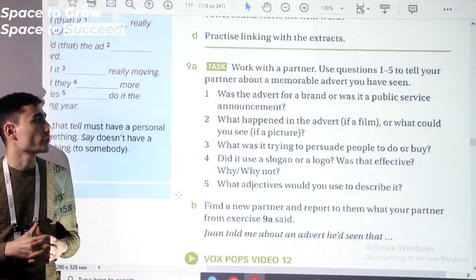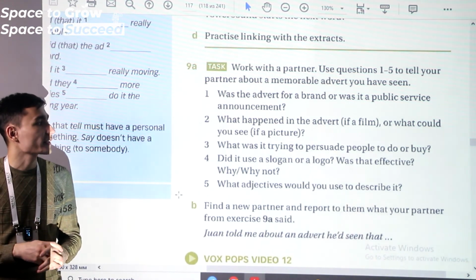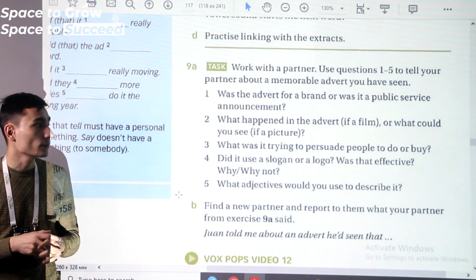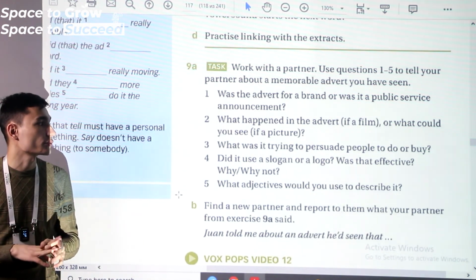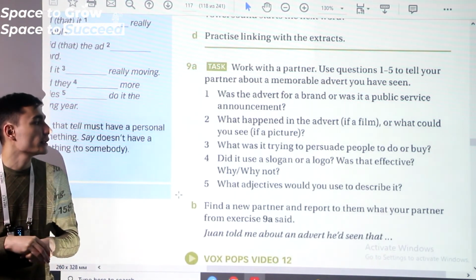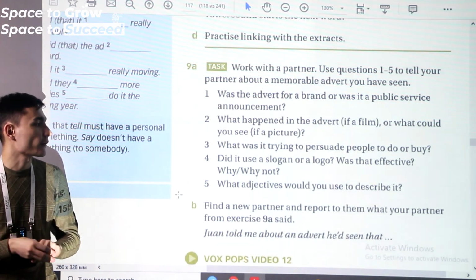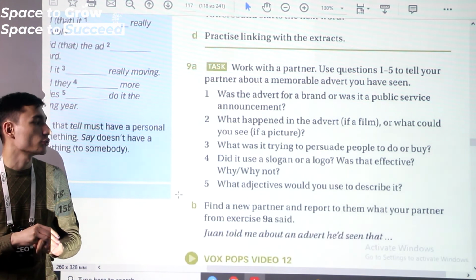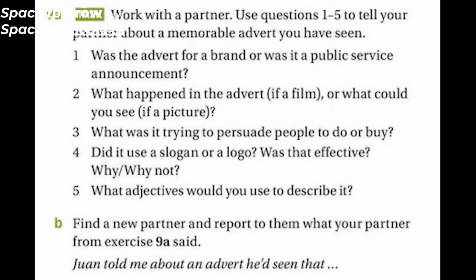1. Was the advert for a brand or was it a public service announcement? 2. What happened in the advert? If a film, or what could you see if a picture? 3. What was it trying to persuade people to do or buy? 4. Did it use a slogan or a logo? Was it effective? Why not? 5. What adjectives would you use to describe it? Pause the video and try to answer these questions in a written form.